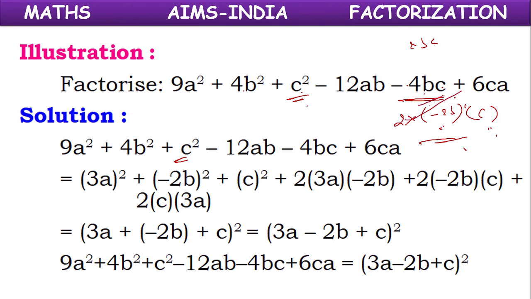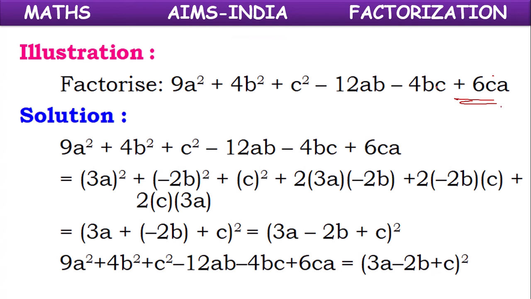Already we have taken b as minus, children. So no need to take c as minus. Minus 4bc we will get. And again here in 6ca, c is already a plus term, and this a term is also a positive term. So no need to take any minus. So 2ca means 2 into c term, which is c only, and a term is 3a. We will get 6ca.